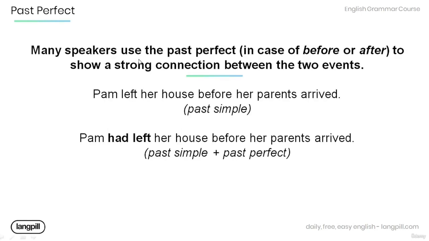Now, many speakers use the past perfect in case of before or after to show a strong connection between the two events. Have a look at the following sentences. Pam left her house before her parents arrived. Now, this sentence is in the past simple. And in this sentence, Pam had left her house before her parents arrived. Now, this is the past simple plus past perfect.